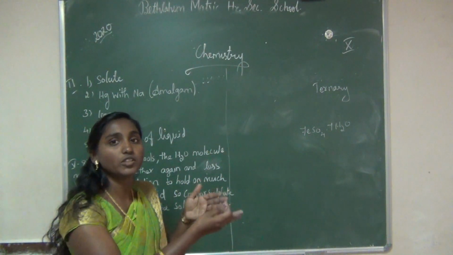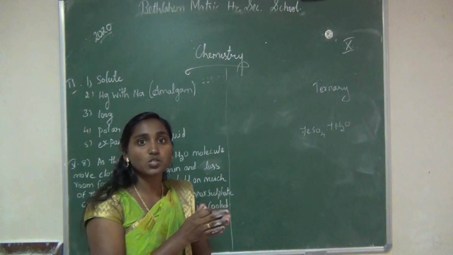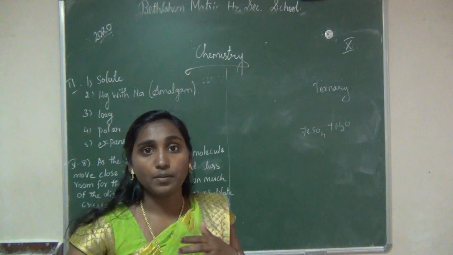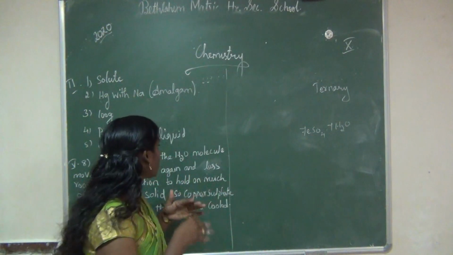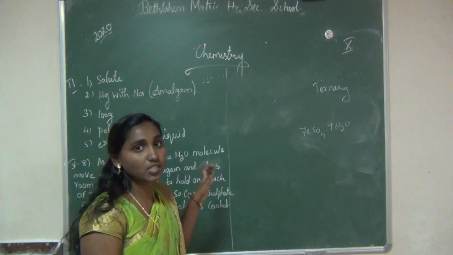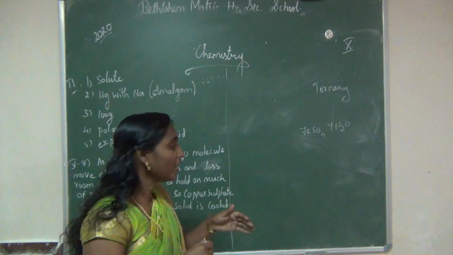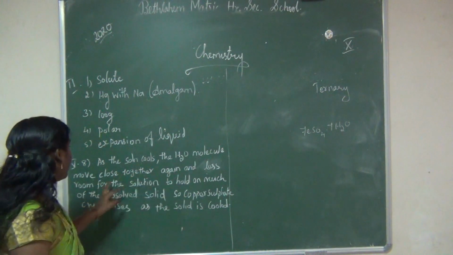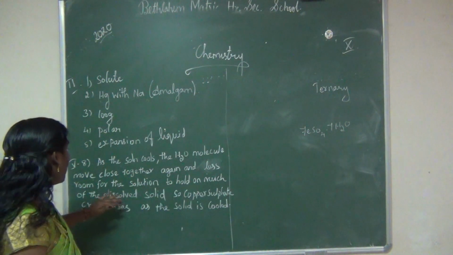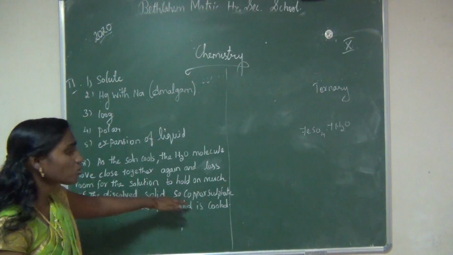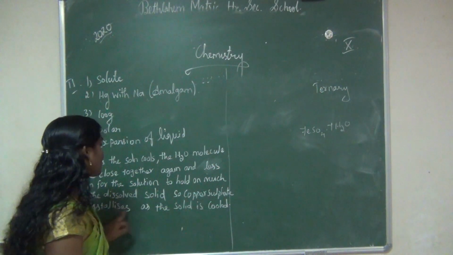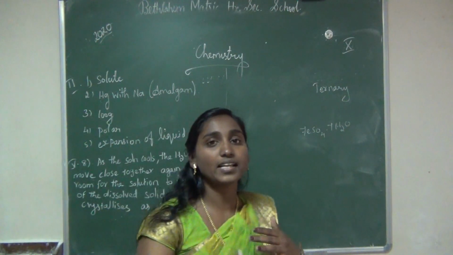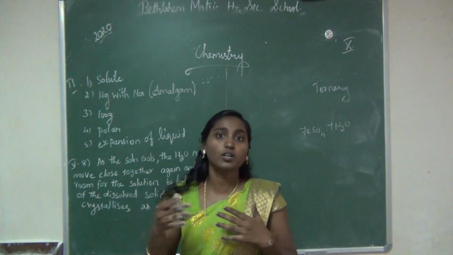When we dissolve it in water, the molecules will be attracted to another element. So when we allow this copper sulfate solution to cool, the molecules will come closer. The molecules move close together again, leaving less room for the solution to hold as much of the dissolved solid. So copper sulfate crystallizes as the solid is cooled. Main thing: on cooling, the molecules move closer.